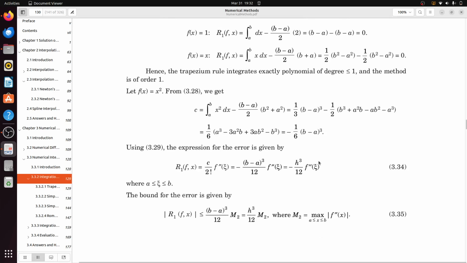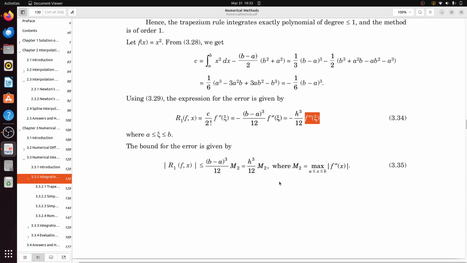So the error term in trapezoidal rule will be minus h cube by 12 f double prime xi, where xi is some intermediate point. So what is h? h is b minus a. If you want to determine the error bound, if you have the function, you determine up to the double derivative and you take the maximum. That is how you can actually compute the error bound of trapezoidal rule.